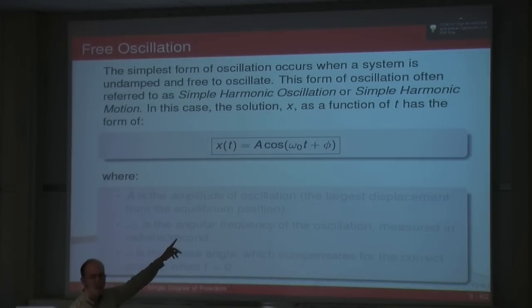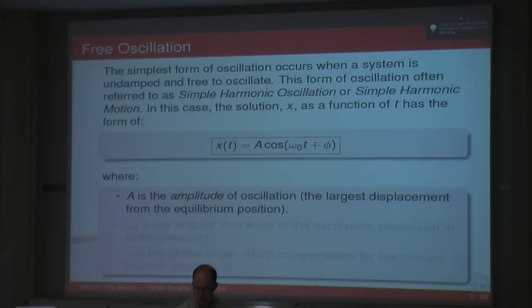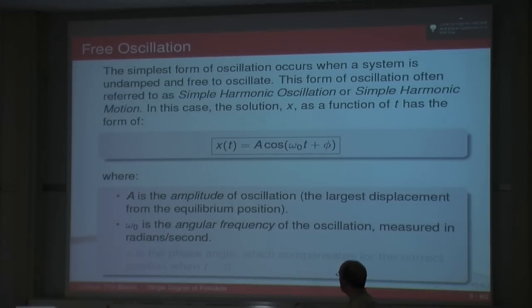Some Greek characters, omega naught. Well, omega naught is known as the angular frequency of the oscillation, okay? A is known as the amplitude, so that's the largest displacement from the equilibrium position. Now sinusoids, as you all know, go up and down, okay? And a sine of x will go up and down, with 0 being the mean position. It goes above x by a certain distance and down x by a certain distance. Well, A is basically the difference between that mean position, that 0 line, and the peak amplitude.